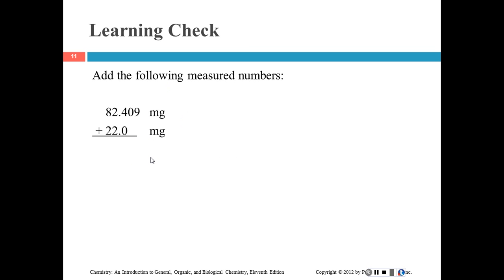All right, here's your learning check. Try it and come back. All right, I got 104.409, right? I can do that one in my head. All right, 104.409. Okay, so we had 3 decimal places and 1 decimal place. So my answer is going to have to be 104.4 milligrams. Is that what you got?